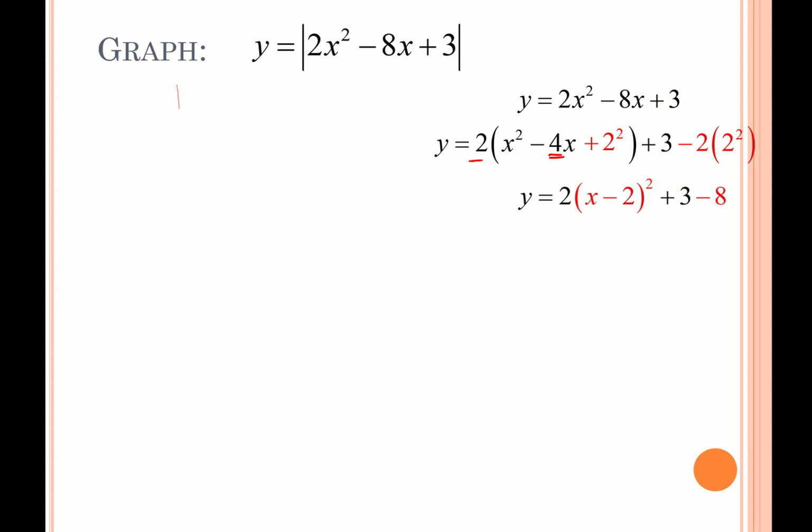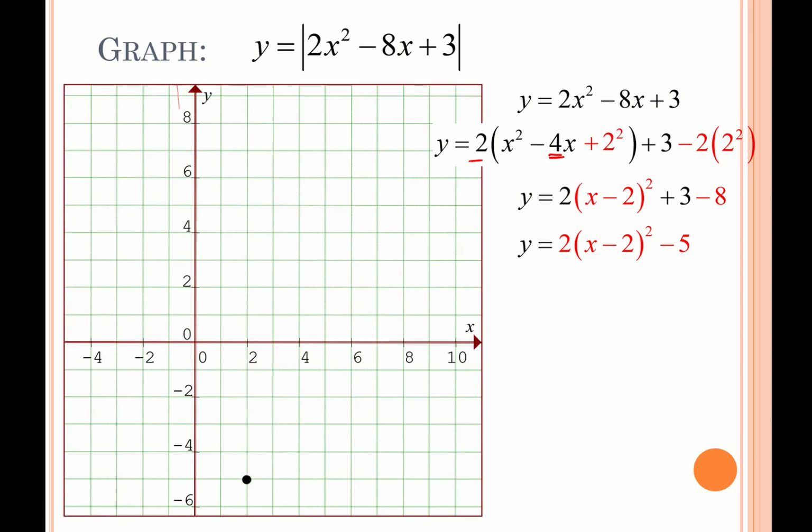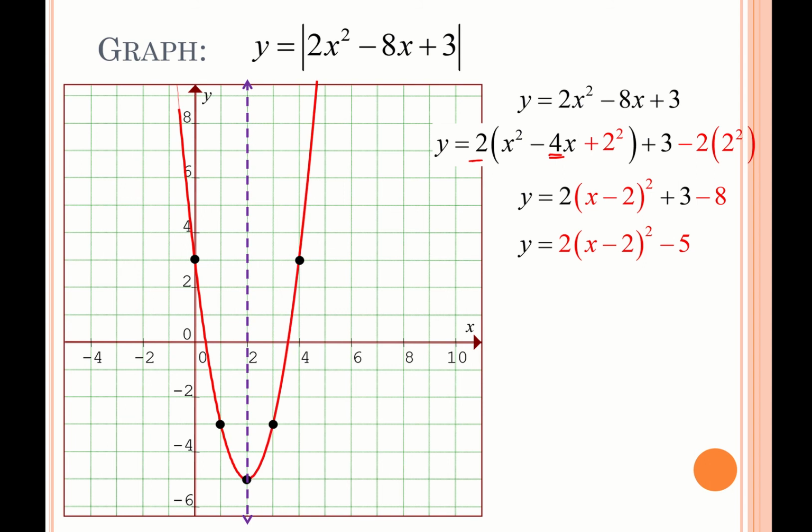And then when you graph all this out, here's my graph. Okay? 2 times (x minus 2) squared minus 5. So here's my parabola. There's negative 5. I'm going to graph this out. There's my parabola. You have your axis of symmetry at x equals 2. Now the key thing is you've got to find these two x-intercepts. So there's my absolute value of the graph.